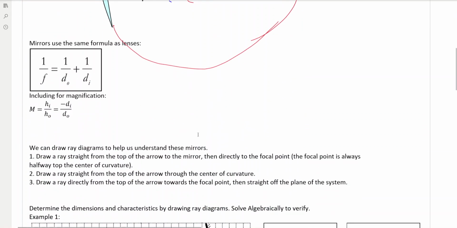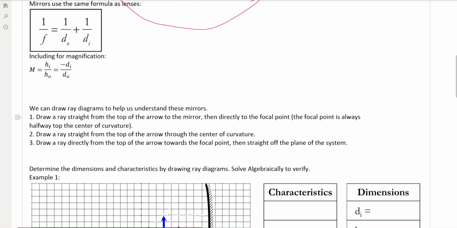So here you go. Let's take a look at the formula. Mirrors use the same formula as lenses. So 1 over the focal length equals 1 over the distance to the object plus 1 over the distance to the image, including for magnification. We've got this formula here. This is the same as with lenses as well.